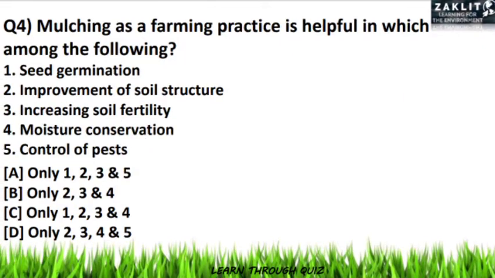The fourth question was related to the mulching technique in the farming practice, and we had to identify the important role of mulching. And here the correct option will be option number D, only 2, 3, 4 and 5, that is improvement of soil structure, soil fertility increase, moisture conservation and control of pest is the function of mulching, but it doesn't help in seed germination. Let's move to the next question.